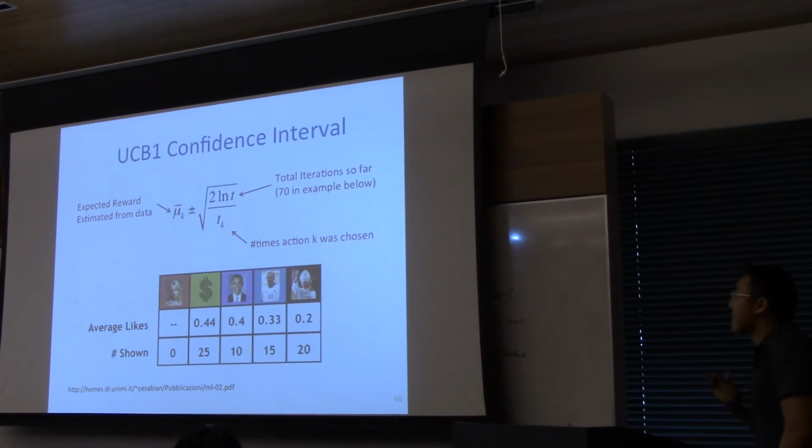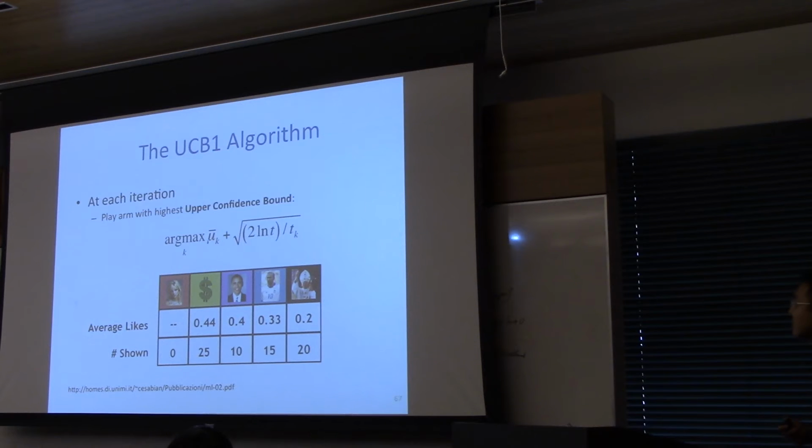So what the UCB1 algorithm does is it says, I have an expected value, based on what I've learned about the user so far, of every action, and then I have this confidence interval. This is one definition of a confidence interval. T is the total iteration so far, so 70 in this example, so the sum of all these is 70. T sub k is the number of times action k was chosen. So T sub k for politics articles would be 10. For politics articles, this would be 0.4, this would be 70, this would be 10. This is one way of defining a confidence interval.